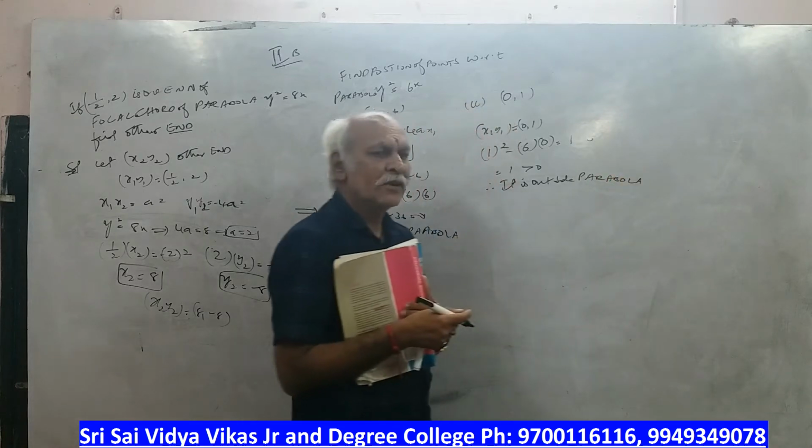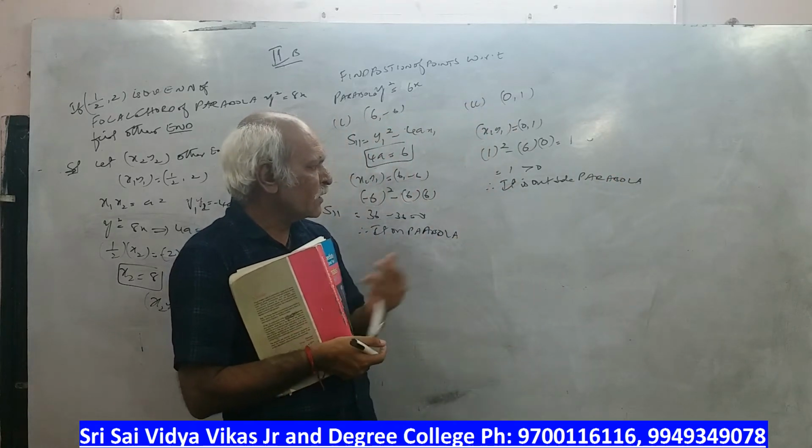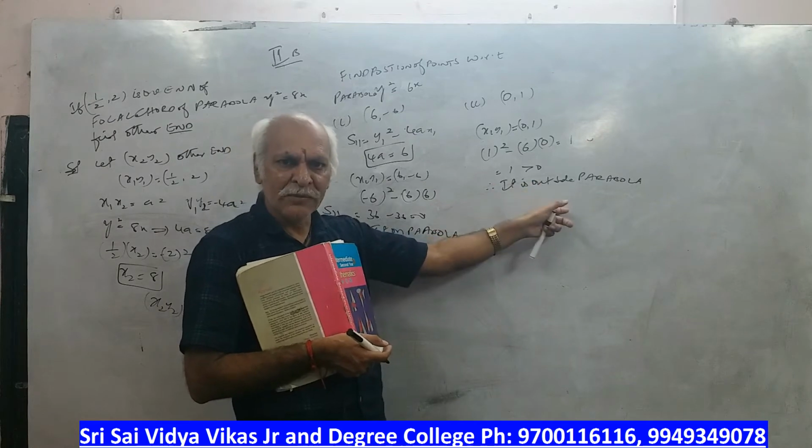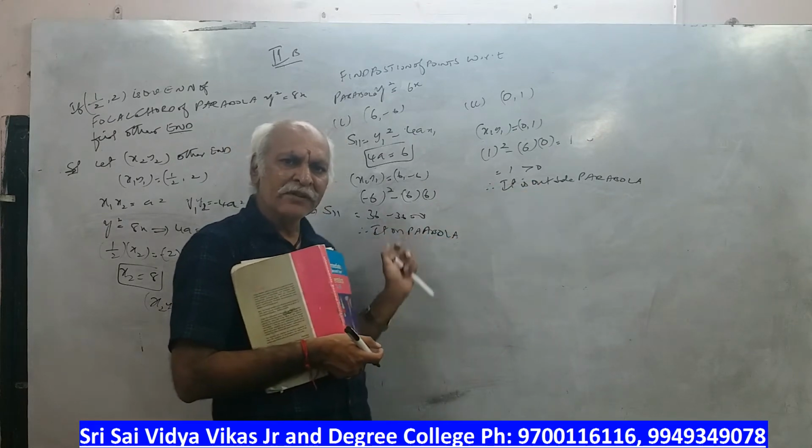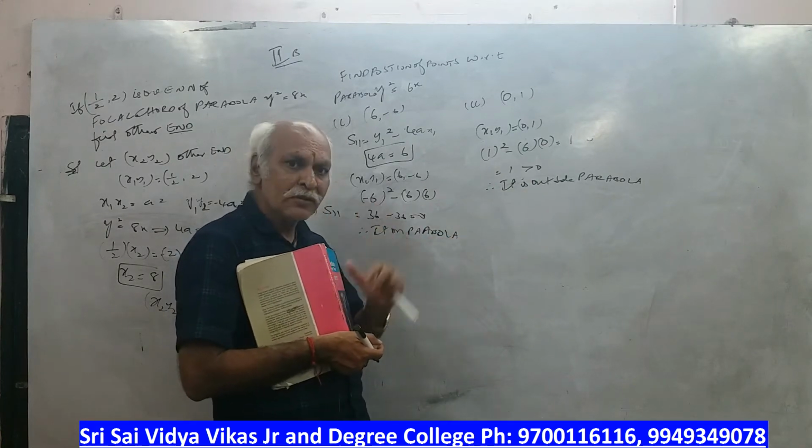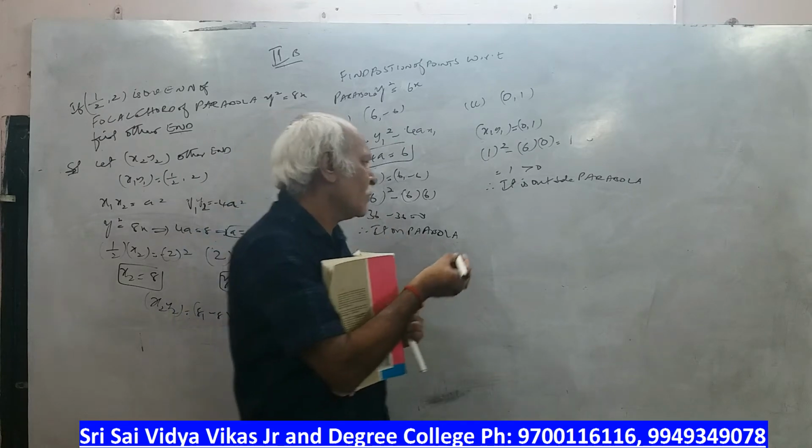So what we have done? We know in the circle also, if S11 is positive, it is outside. If it is negative, inside. If it is equal to 0, on the circle. Now here also we are doing it for the parabola.